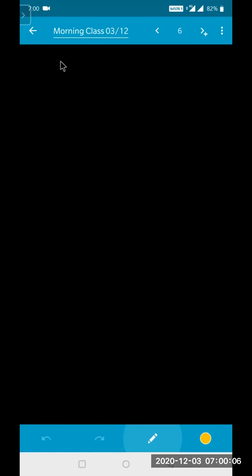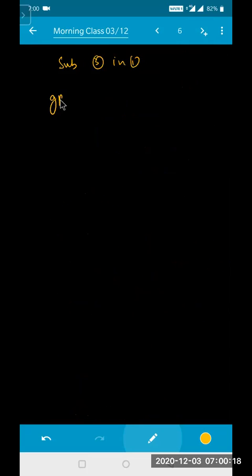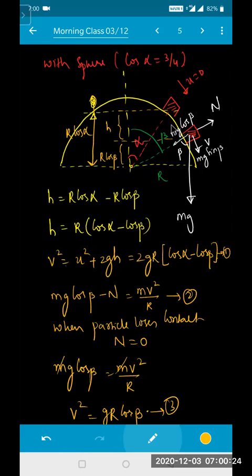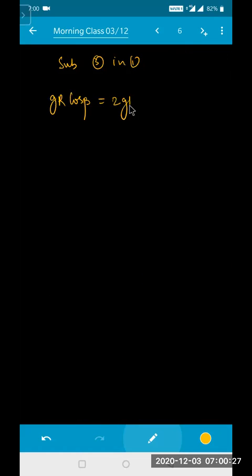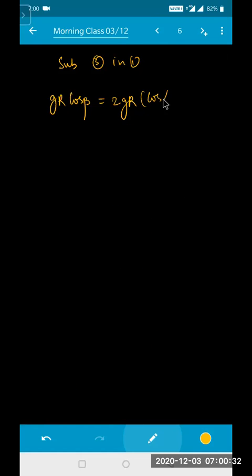Again, substituting 3 in 1. What do we get? The v square value is g r cos beta, which is equal to 2gr into cos alpha minus cos beta. g r and g r get cancelled. So cos beta is equal to 2 times cos alpha minus 2 times cos beta.